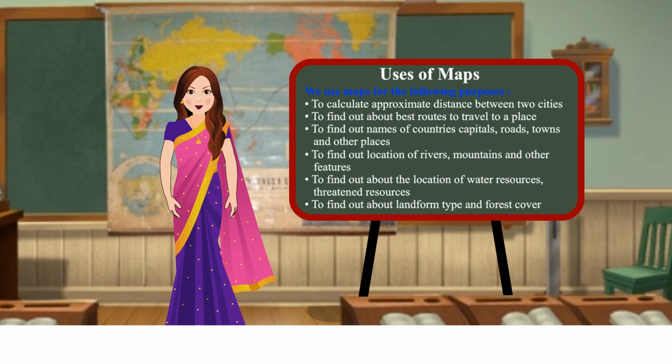Uses of maps. We use maps for the following purposes: to calculate approximate distance between two cities, to find out about best routes to travel to a place, to find out names of countries, capitals, roads, towns, and other places, to find out location of rivers, mountains, and other features, to find out about the location of water resources, threatened resources, to find out about landform type and forest cover.